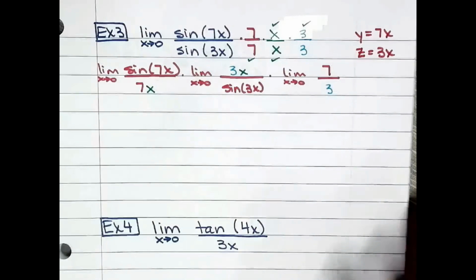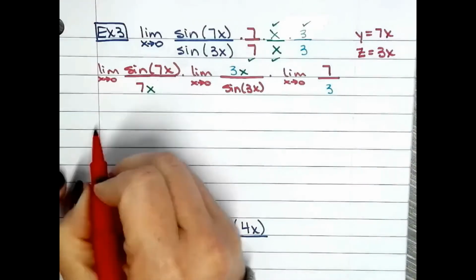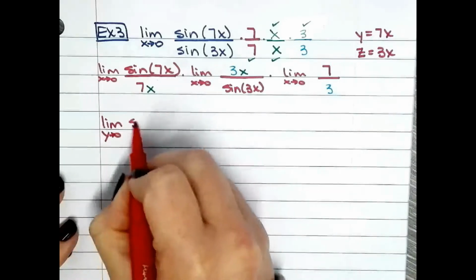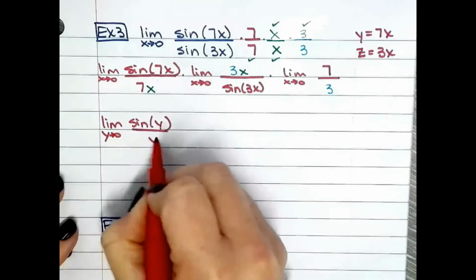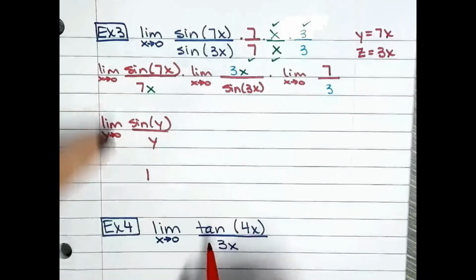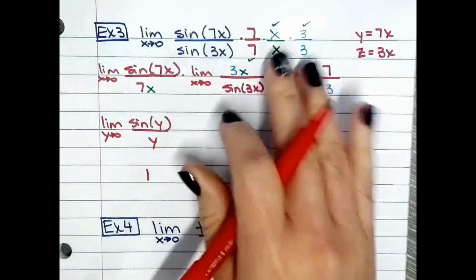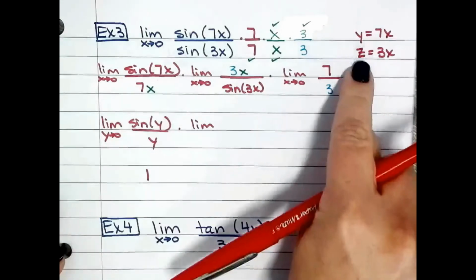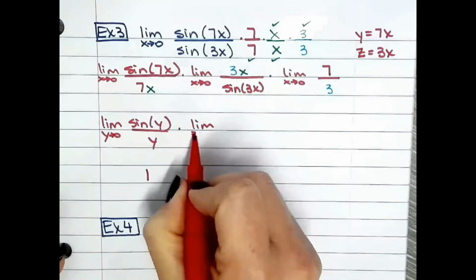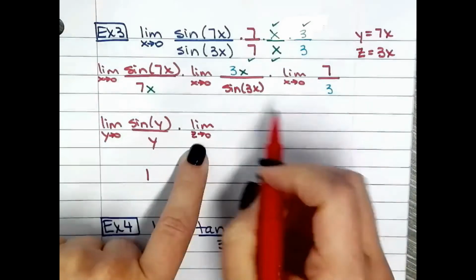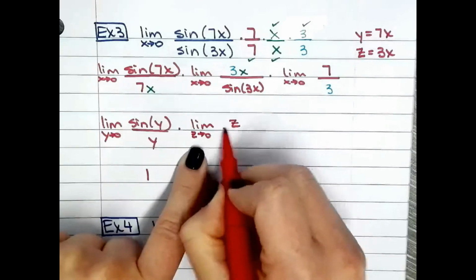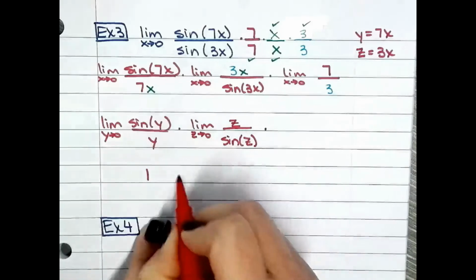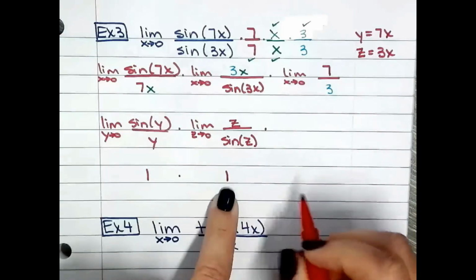Or you can just use any letter. It doesn't matter. Okay, so I have the limit as y approaches 0 of sine of y over y. I know that equals 1 because that was the whole goal. That's why we did this whole crazy thing right here. Times the limit as z approaches 0 of z over sine of z. And that I also know equals 1.